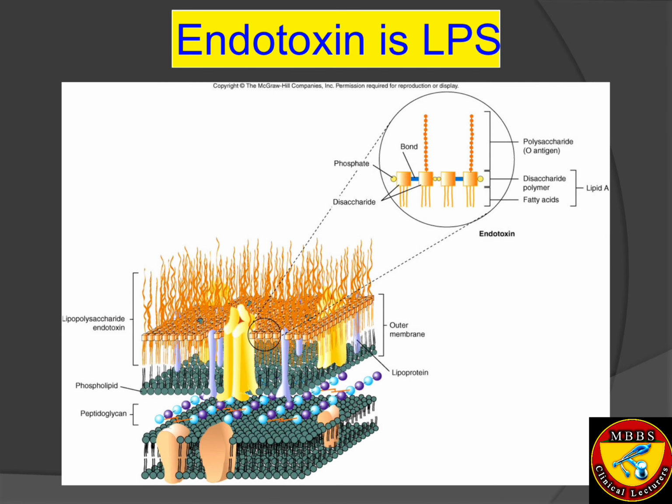So this is the structure of an endotoxin, which is a lipopolysaccharide, having a lipopolysaccharide outer membrane and lipoprotein portion.